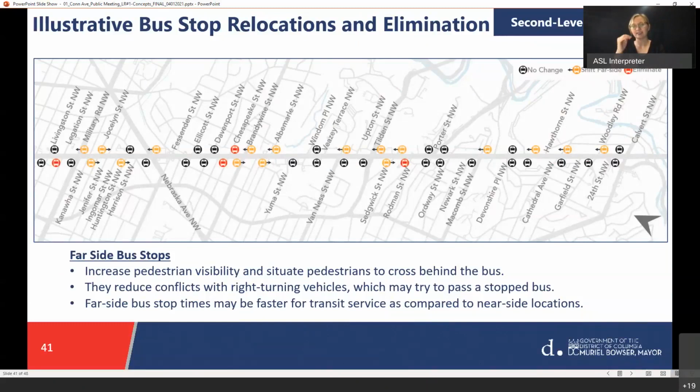Some of the benefits of far side bus stops: they increase pedestrian visibility and reduce conflicts for right turning vehicles trying to pass a stopped bus. And oftentimes the far side bus stops can provide enhanced service for the buses as well, compared to the near side locations.